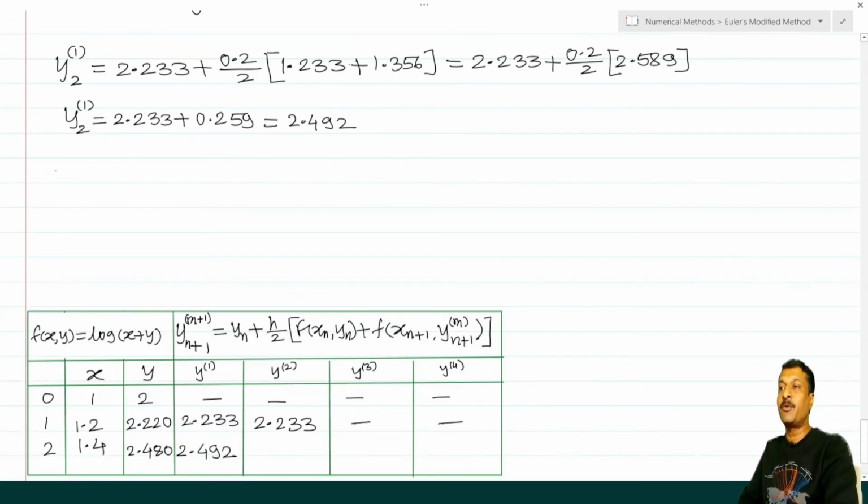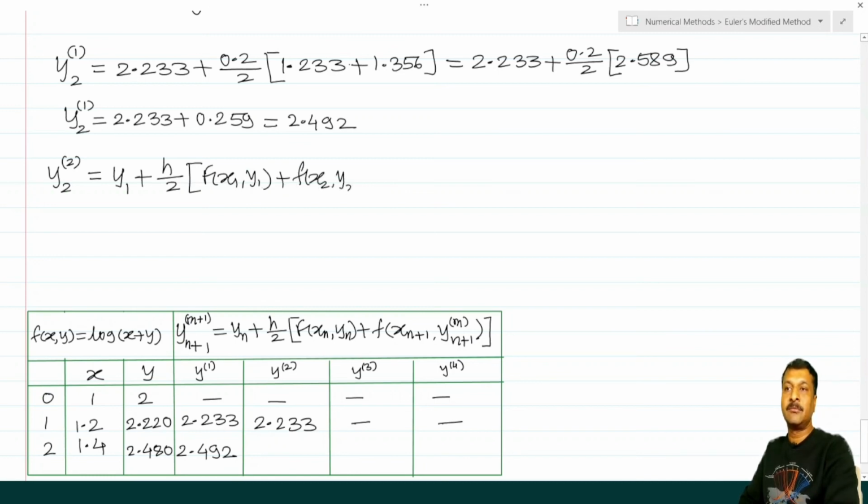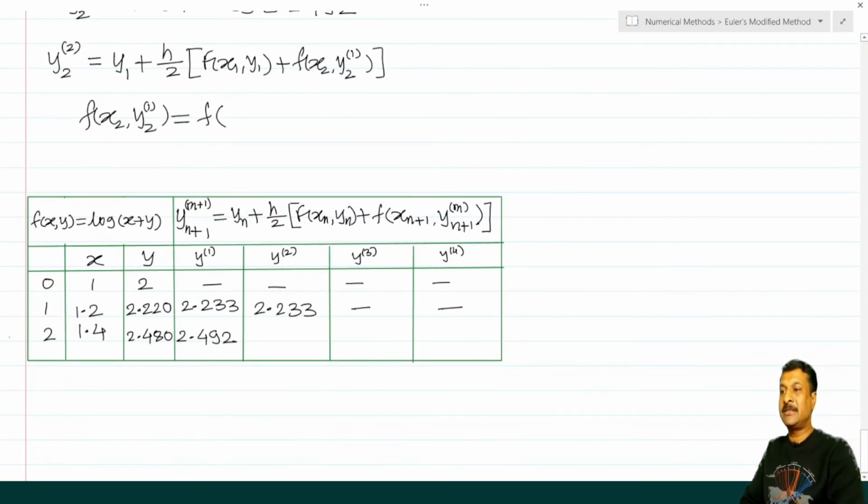So what is the new improve formula? So y2 with a new position, the improve formula, is equal to the last value y1, plus the average value with h, means h by 2, f of the last value x1 y1 plus f of x2 y2, but with the last improved value. So I want this value first, f of x2 y2 with the new improved value. By table I can put the value x2 y2. So this is the row I am using now. x2 is 1.4 and y2 recent value is 2.492.